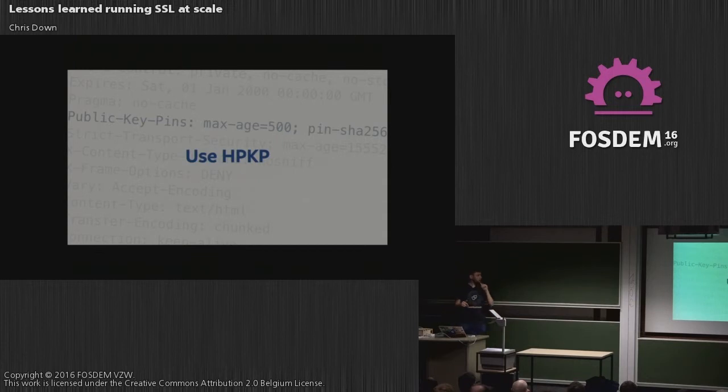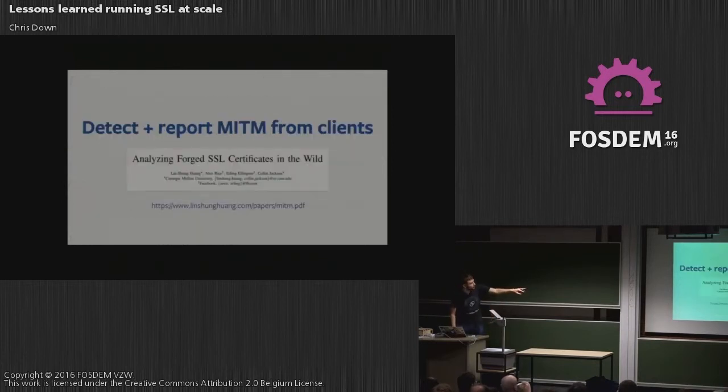There's also an awesome feature of this, which is you can also just do report-only mode, which will report chain validation errors to some URL of your choosing, which is awesome for checking if some state is about to attack your users. We're coming pretty close to the end, so I'm going to skip the next slide because it's basically the same thing. You can go to this URL at the bottom and see all about it. It's basically HPKP, but not HPKP.